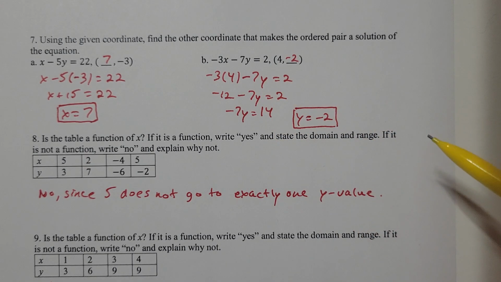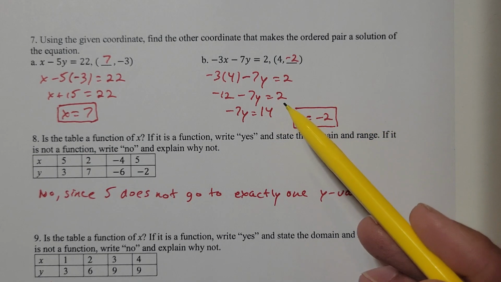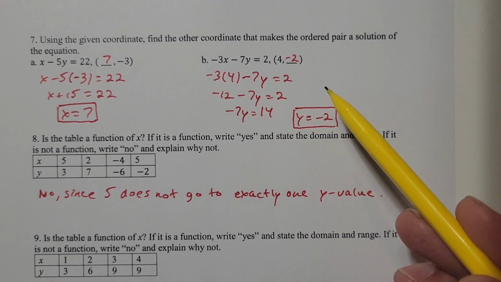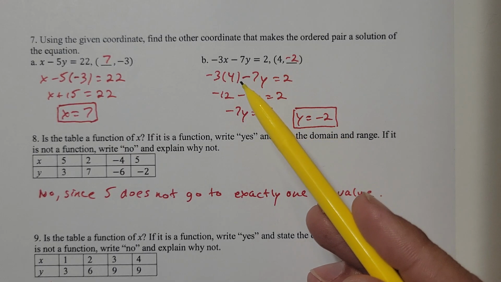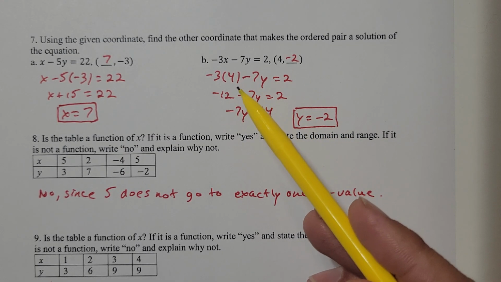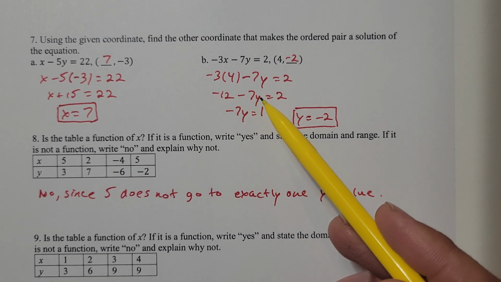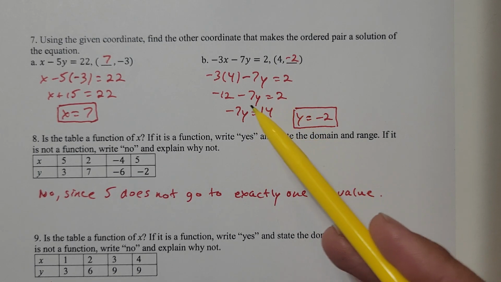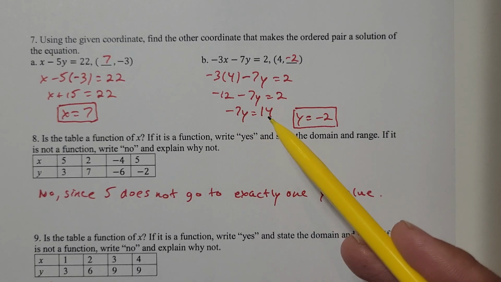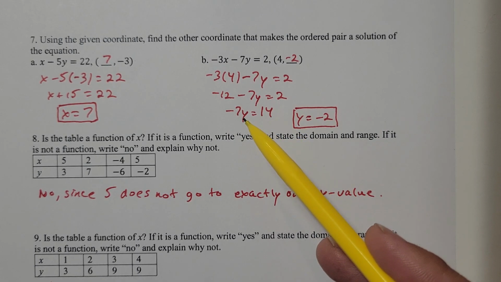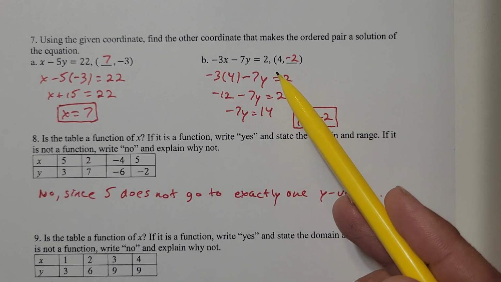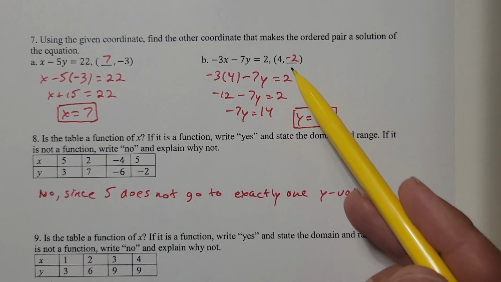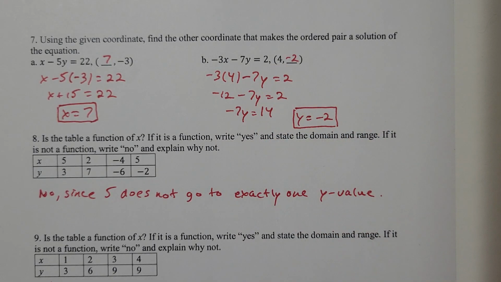In part B, we have -3x minus 7y equals 2, and it looks like x is 4. So if x is 4, we have -12 minus 7y equals 2. We add 12: -7y equals 14. Divided by -7, it looks like y is -2. Okay, so the point (4, -2) would be one point on this graph here. Okay.